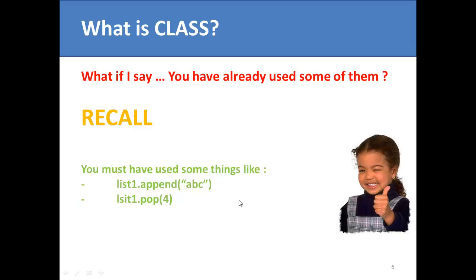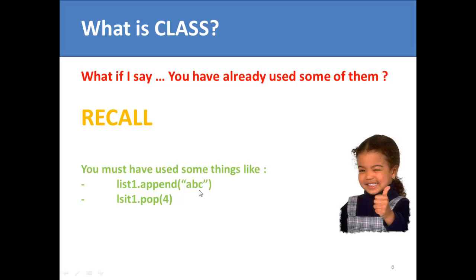So, if I say that you are already using some of the classes unintentionally, how would that be? Recall these methods. You must have used the append method on a list and the pop method on a list. The append method appends the parameter to the end of a given list, that is list1, and the pop method pops the fourth index element in this case in list1. You can imagine these as methods of some class, and you are already using them. So you see, it's not a big deal to use classes. You are already using them.